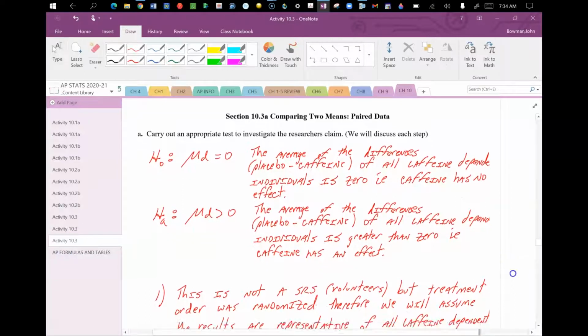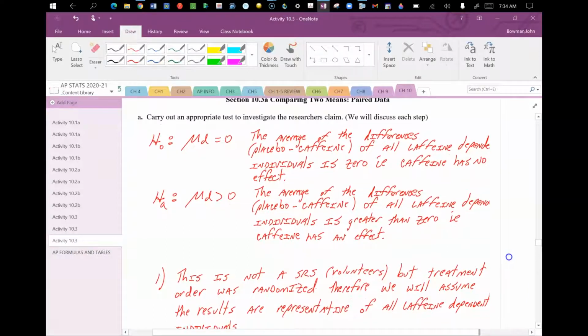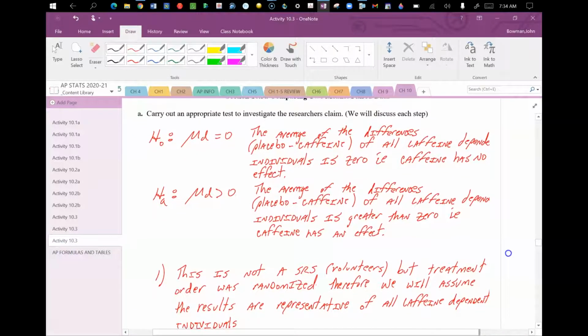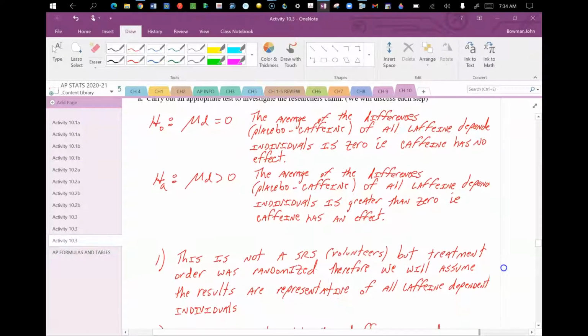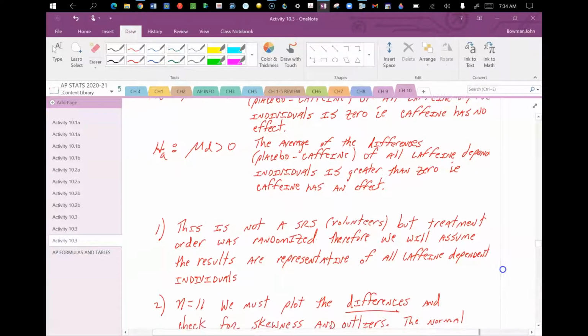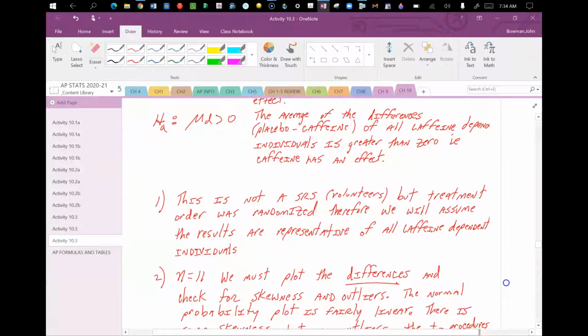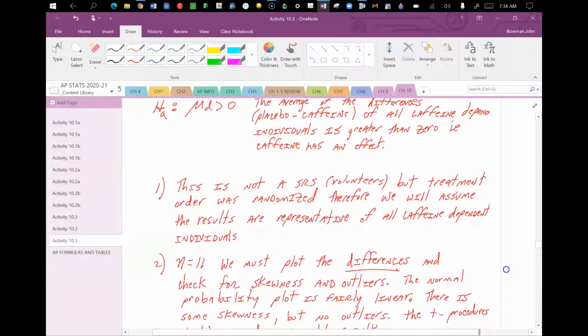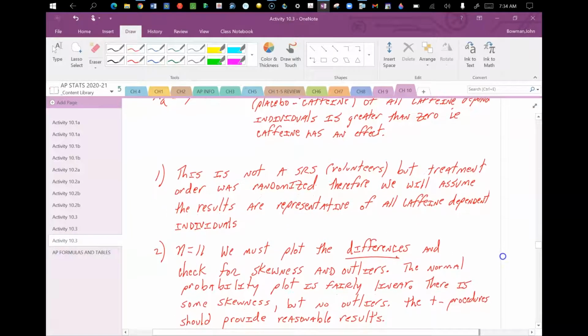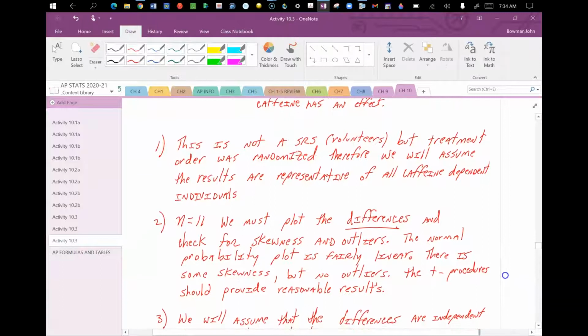So it's not a simple random sample. They were volunteers, but treatment order was randomized, so we can assume the results are representative of all caffeine individuals and independent of each other. We can't invoke the 10% condition. Since we have a small sample size, we're going to have to plot the differences and check for skewness and outliers, and you will see in a minute that the normal probability plot is fairly linear. There is some skewness, but no outliers, so it seems reasonable to use the T procedures.